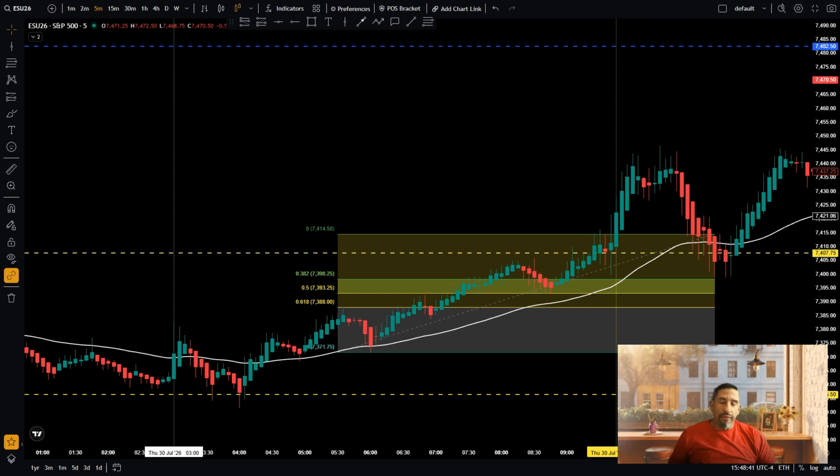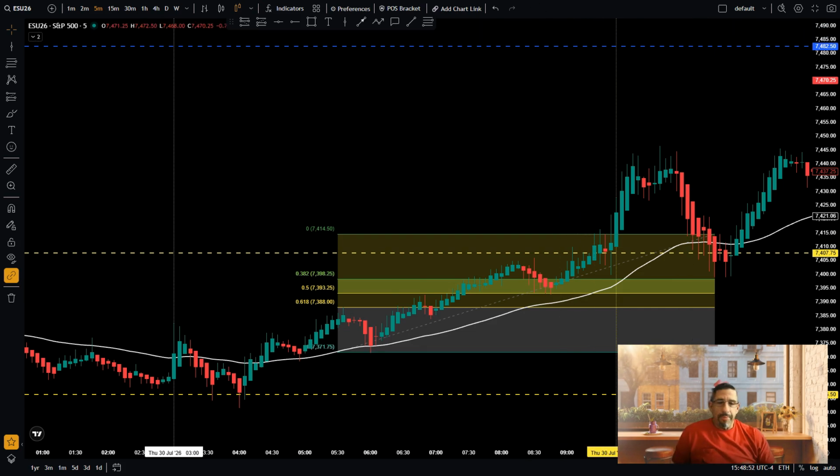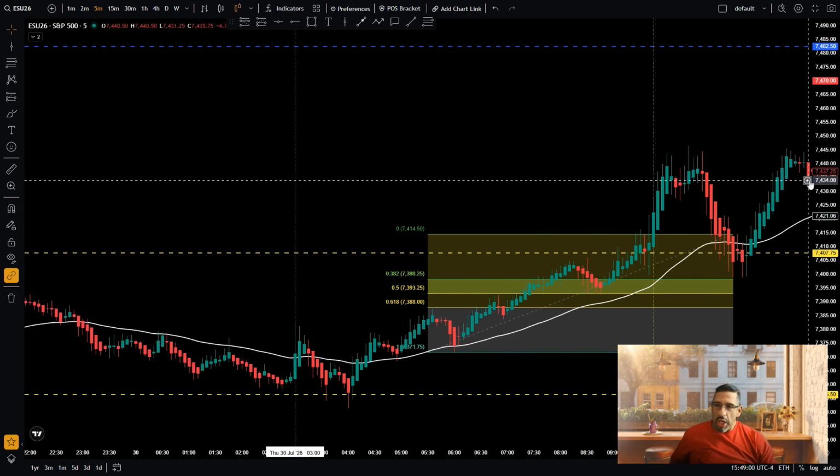So I want to share with you my day trade for today with ES. This is minis, and let's talk about it a little bit. All right, so what I saw today. Let me first show you what you see here before you.